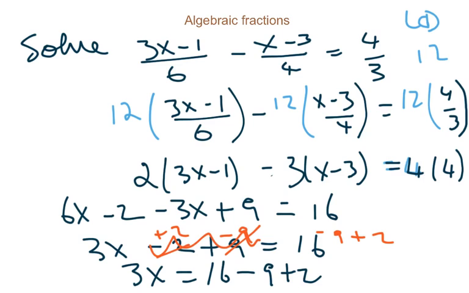So that's equal to 16 minus 9 is 7, plus 2 is 9. So 3x is equal to 9. That means x equals 3. x equals 3, so that's your answer.